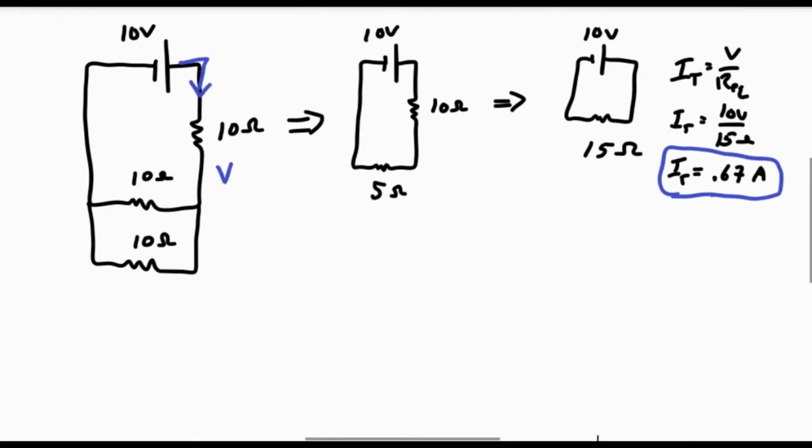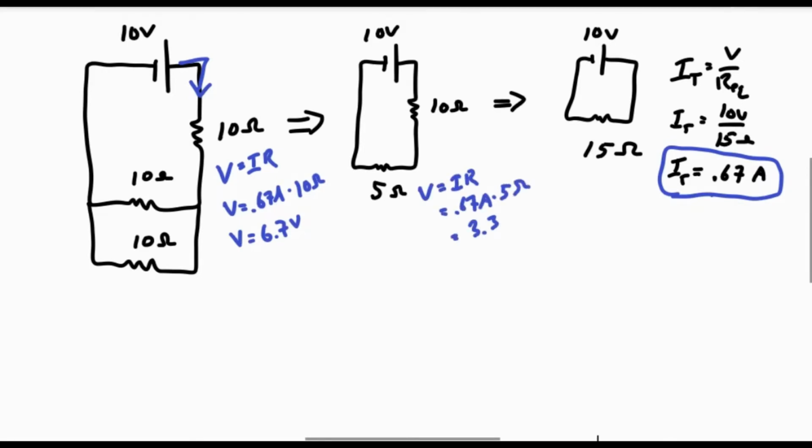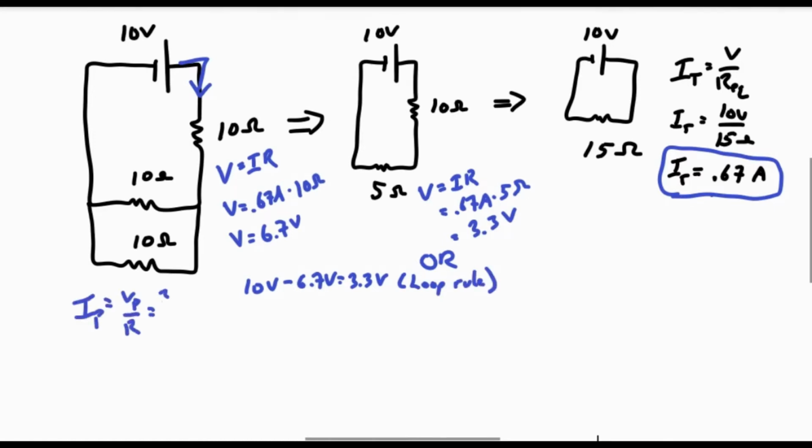Now apply Ohm's law to each of the circuit elements to find their potential drop. Use the total current and the resistance of that section of the circuit. To get the parallel voltage, you can use Ohm's law, or you can use the loop rule and subtract the series voltage from the total to get the parallel voltage. Same answer either way. Applying Ohm's law again gives us the current through each parallel resistor, which is half of the total current, just as it should be, because these are equal resistors. And there you have it.